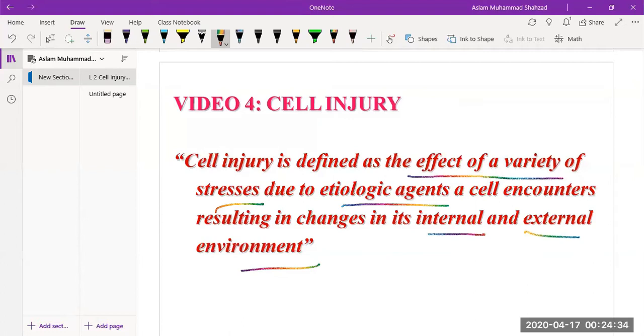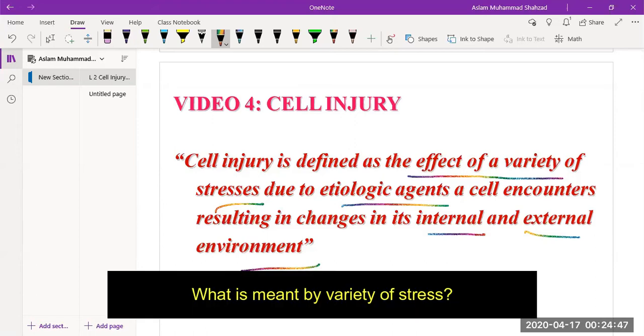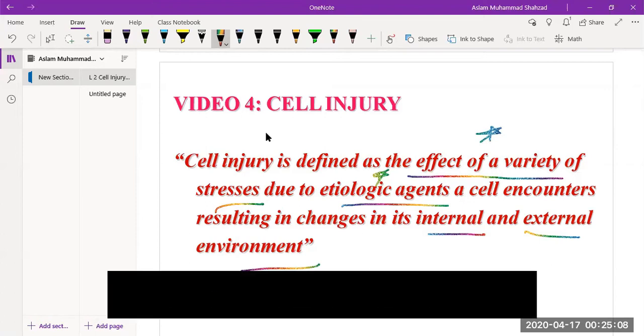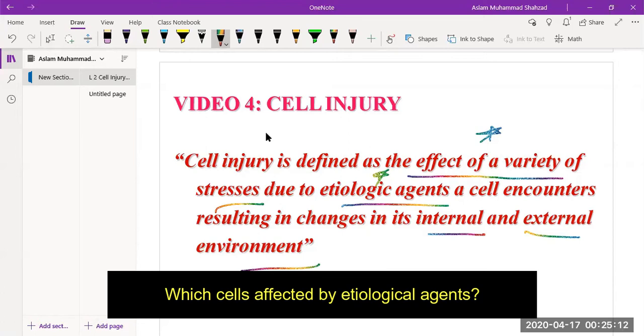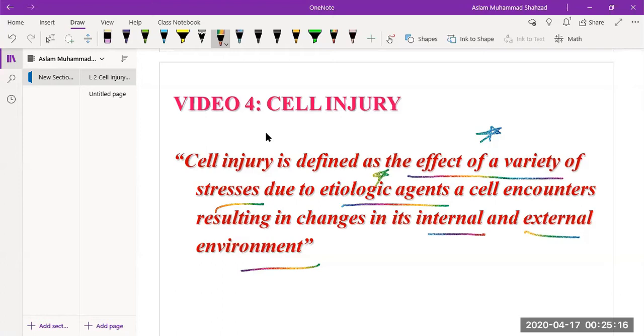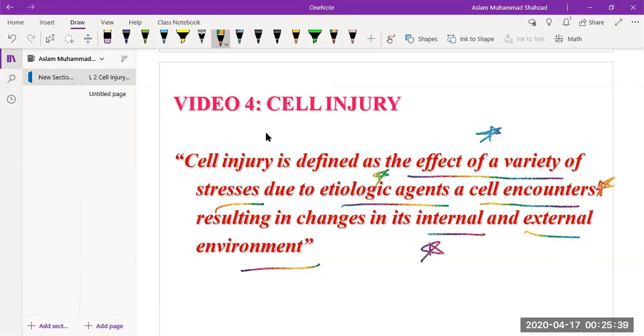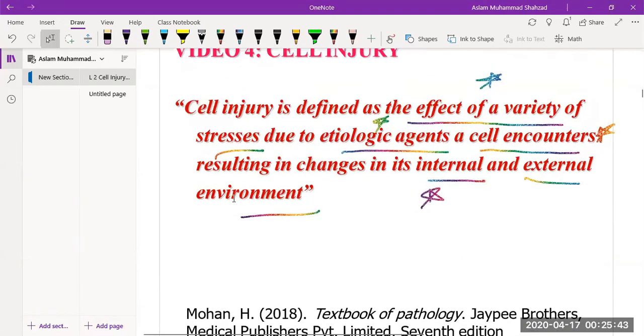After reading this definition, there will be a few questions that come to your mind. What is meant by a variety of stress? Then, what are the etiological agents? Which cells are affected by etiological agents? Because they mention stress due to etiological agents that a cell encounters, this question will come to your mind: which cell will be affected by the etiological agents? Then what will be the internal and external changes in the environment? So these four questions will come to your mind, and let me give you the answers one by one.